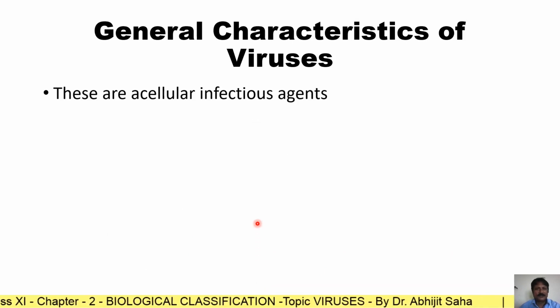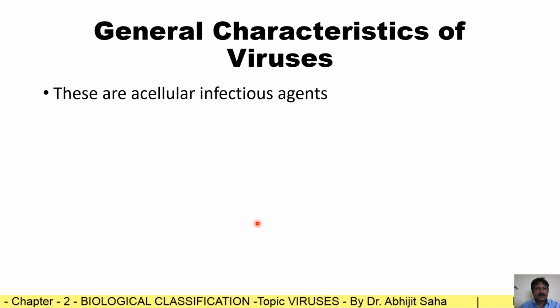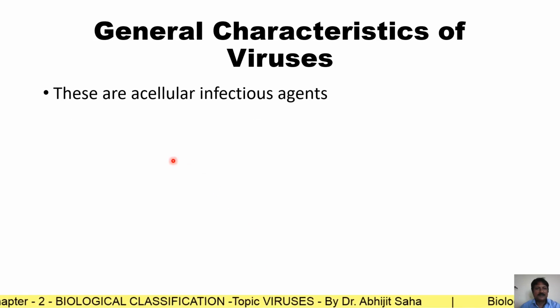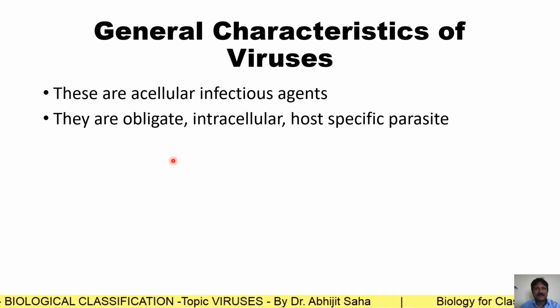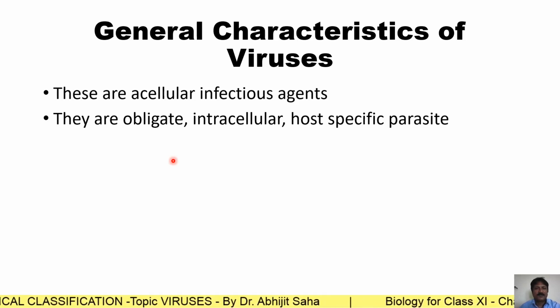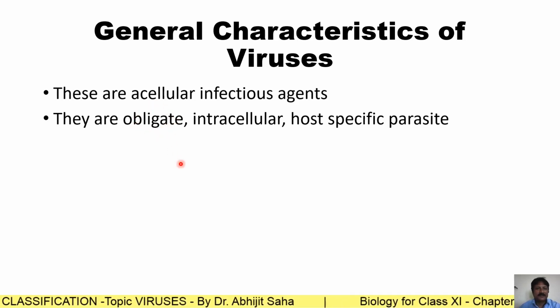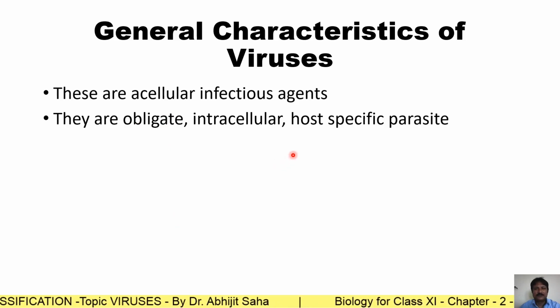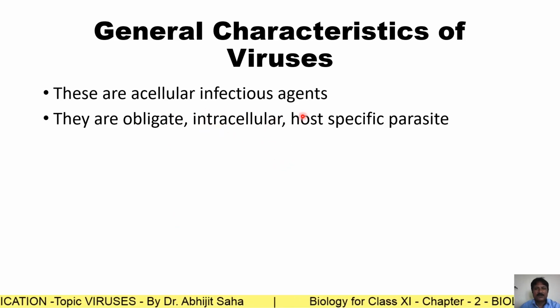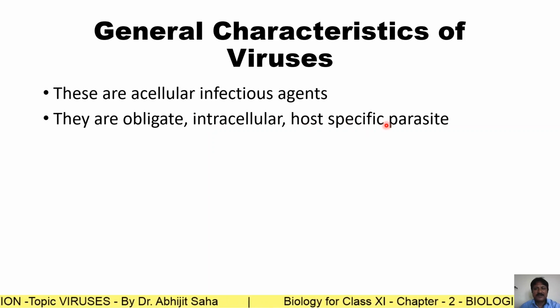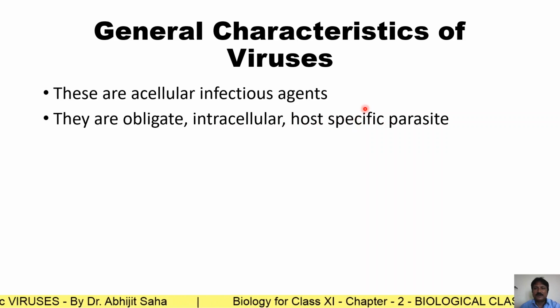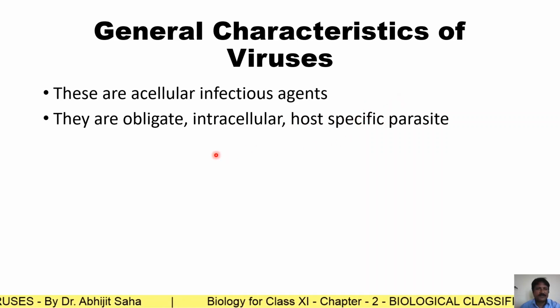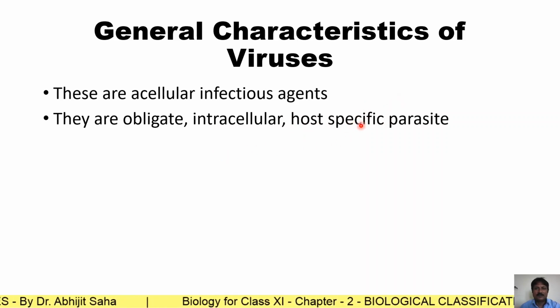What are the general characteristics of viruses? Number one, these are acellular infectious agents. They are obligate, intracellular and host specific parasites. What does it mean? They must live in a host. They live inside the host and their relationship is very specific. A virus for plants does not infect animals. So these are host specific.